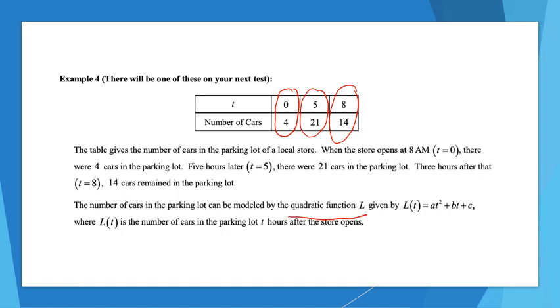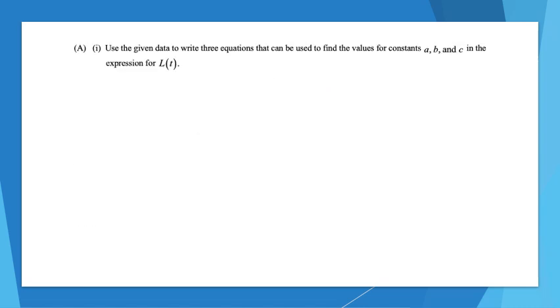Given by L of t equals a times t squared plus b times t plus c, where L of t is the number of cars in the parking lot t hours after the store opens. Question A will always ask you to write a number of equations to find the values for the constants a, b, and c in the expression L of t. Now here, this is not a hard question. Just be aware that this question wants you to write 3 equations. It does not want you to solve for a, b, and c.